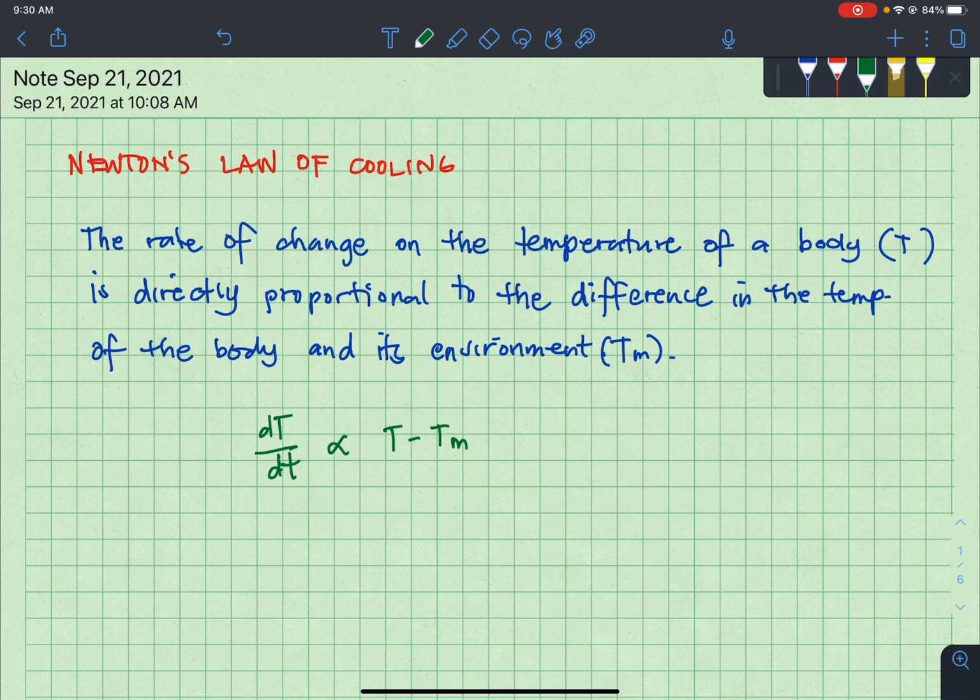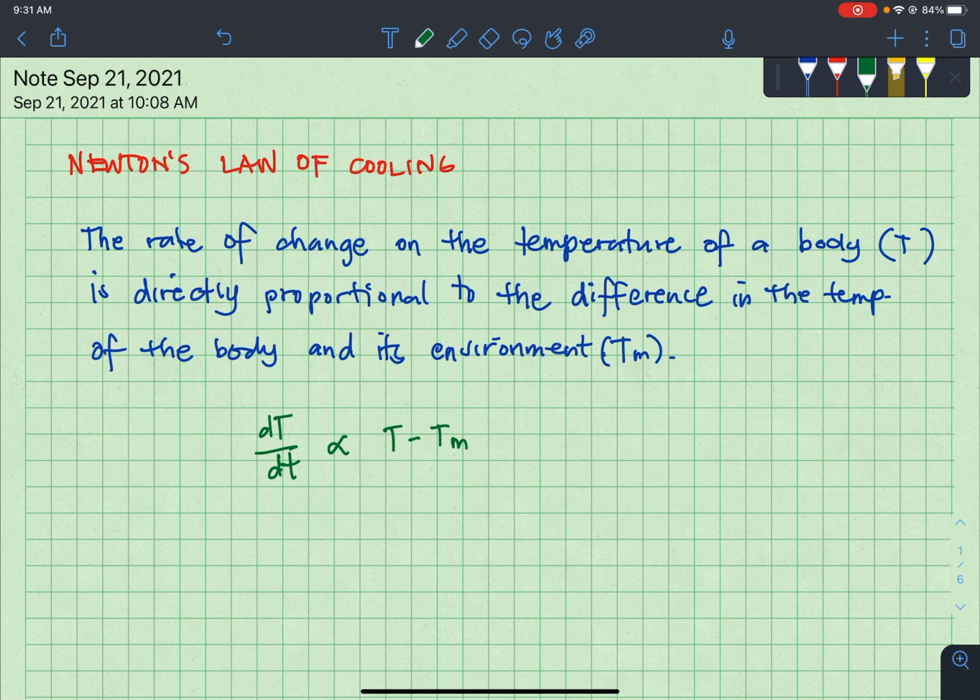So in measuring the temperature of a body, it always depends on the environment where it is subjected. The temperature of the body cannot go beyond the temperature of its environment. So it depends on whether it will increase or decrease. If the environment is warmer, its temperature will increase, and if the environment is colder, it will decrease.